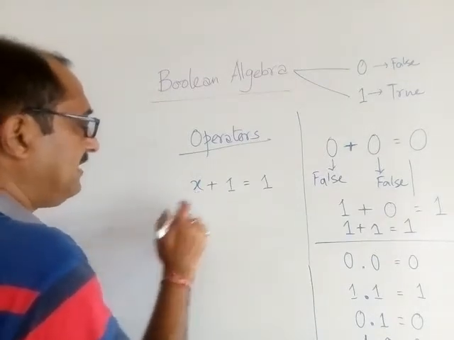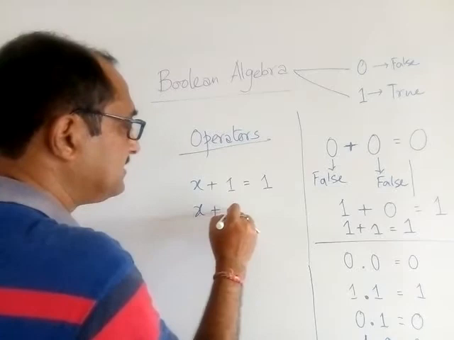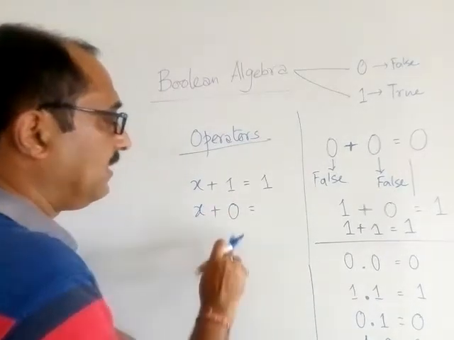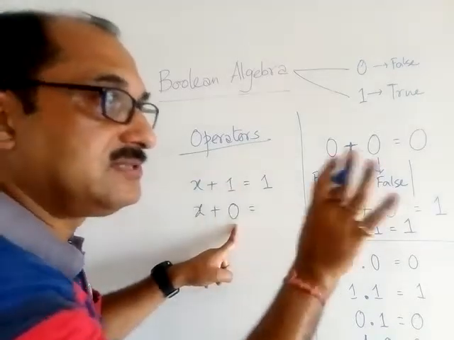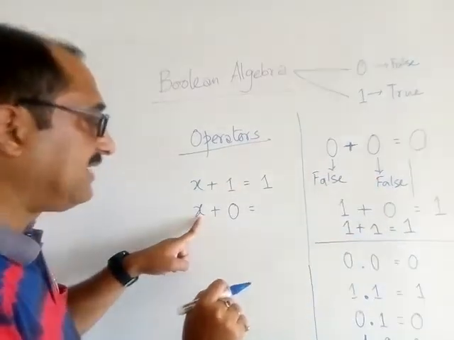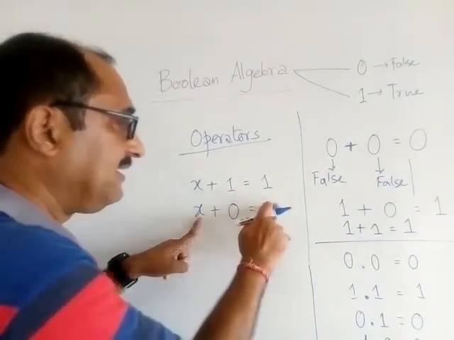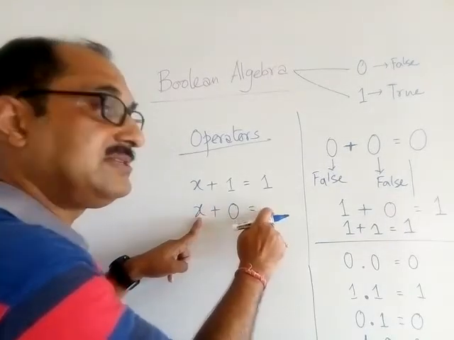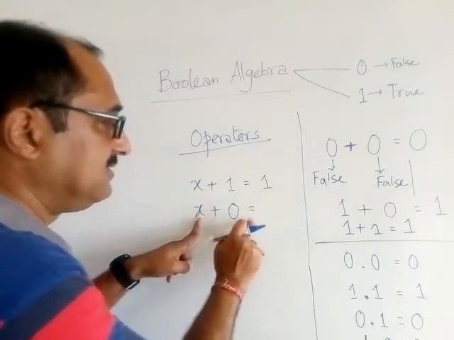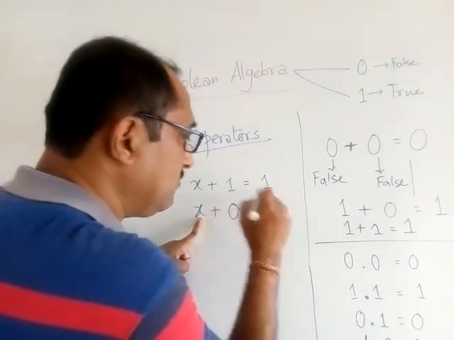Now, if I have x plus 0, what will happen? Now, there are two possibilities. One is already false, 0. So now it depends on x. If x is 1, I will get 1 here. If x is 0, then 0 plus 0, I will get 0 here. So all depends on x in this. That means here the result will be x.